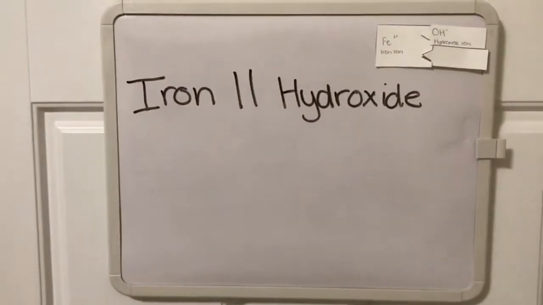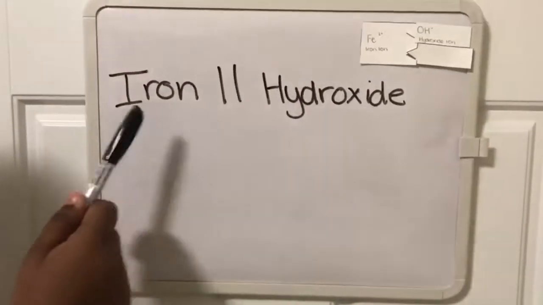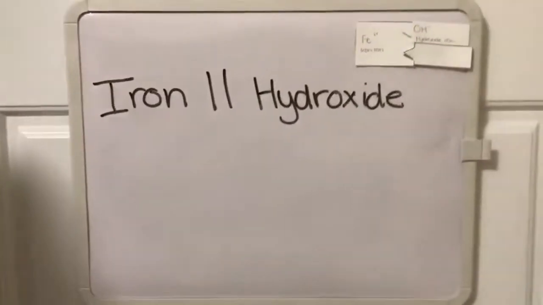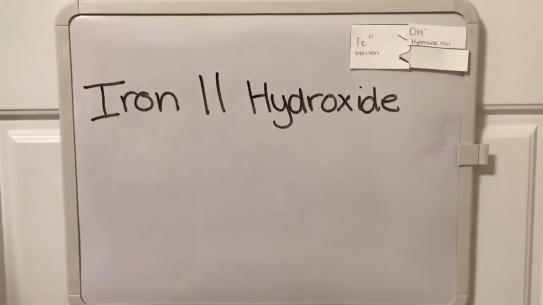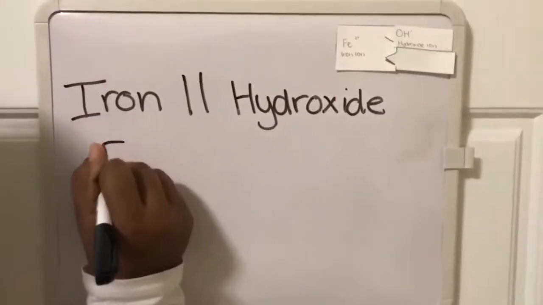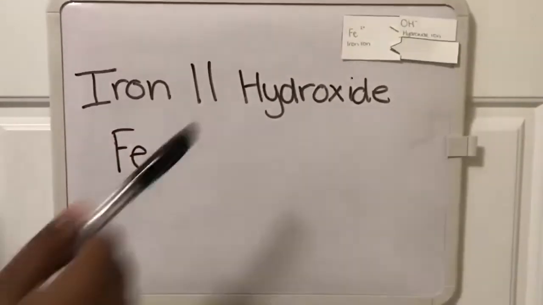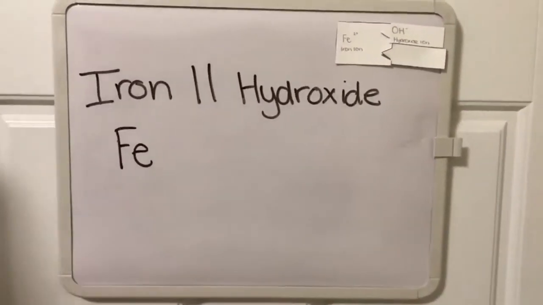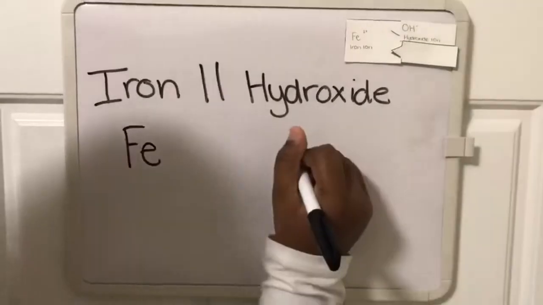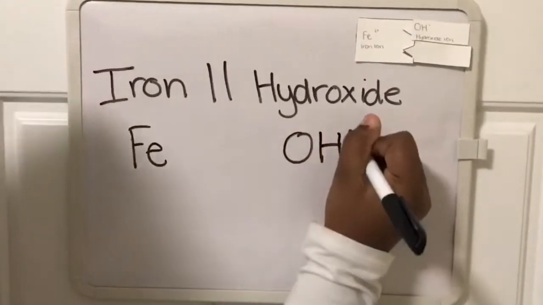Now let's try another one. So once again, we have to figure out what the symbols are for both these parts. We know the symbol for iron is Fe, and the symbol for hydroxide found on the polyatomic sheet is OH with a negative charge.